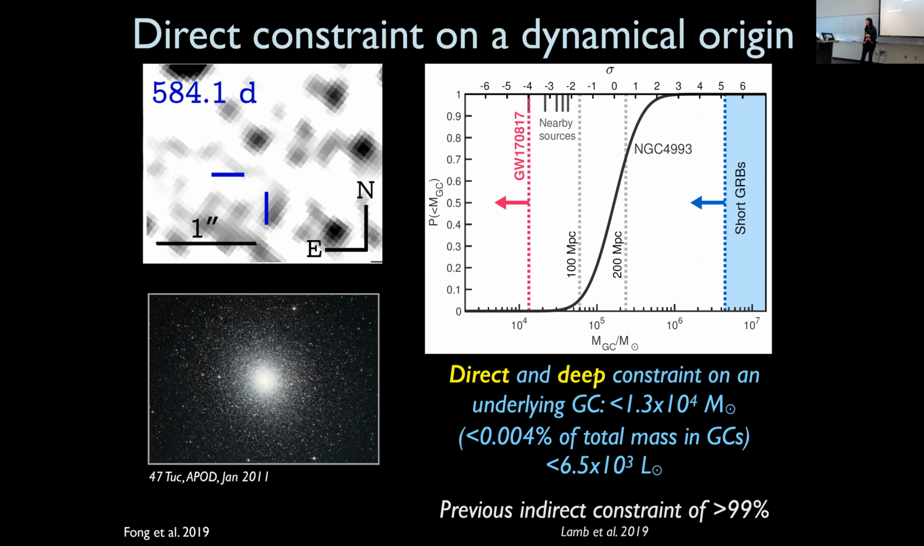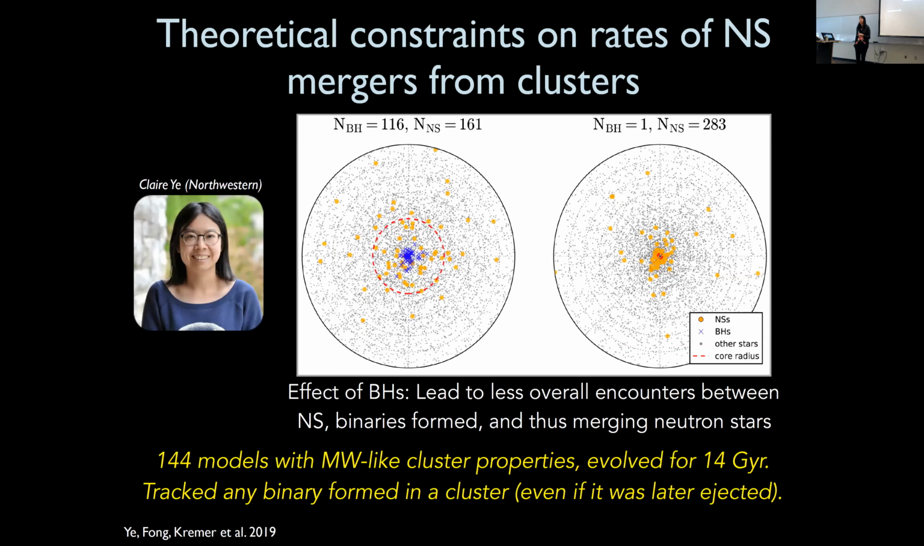We've also been doing this on the theoretical side. This is work done with Claire at Northwestern, trying to understand theoretically whether, for the next neutron star merger, it will be worth trying to find a globular cluster at that position too, and placing any constraints on the dynamical origin. What we found was that the presence of black holes in your globular cluster has a really big effect on the encounters between neutron stars.